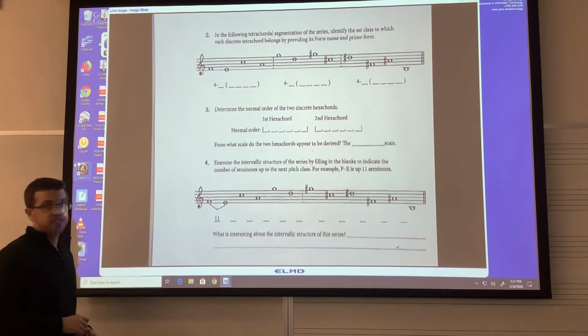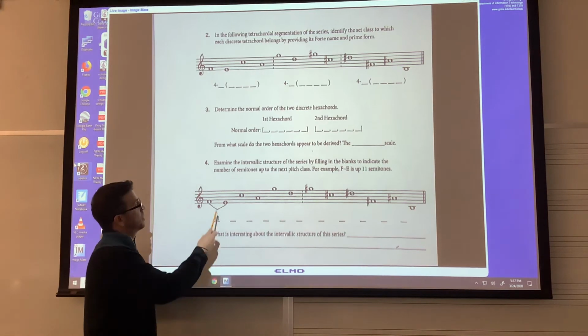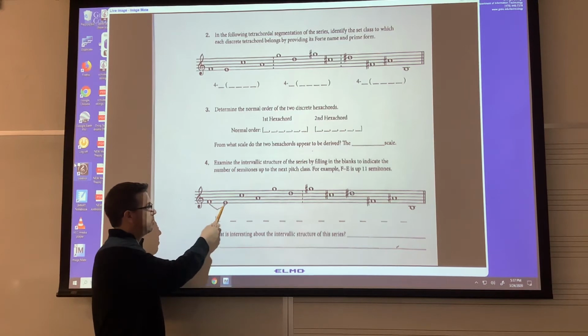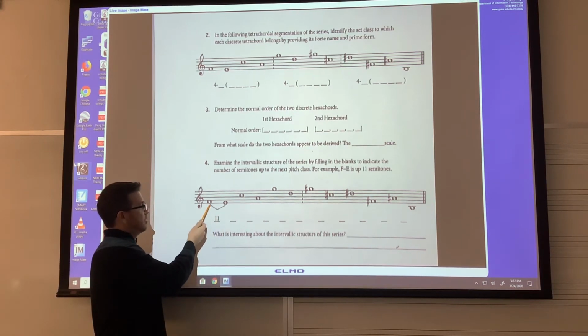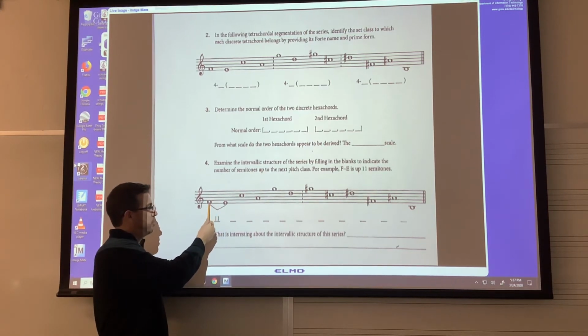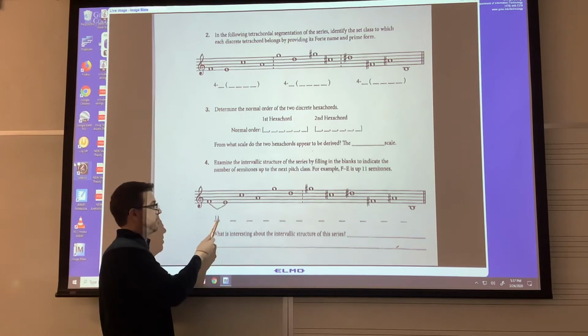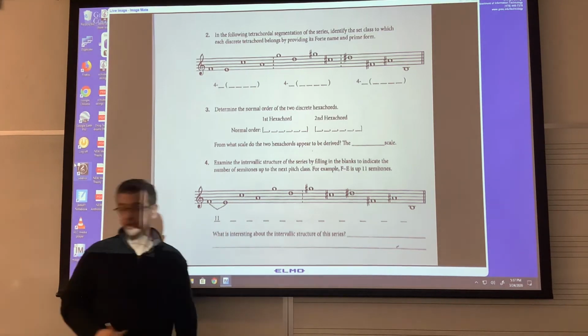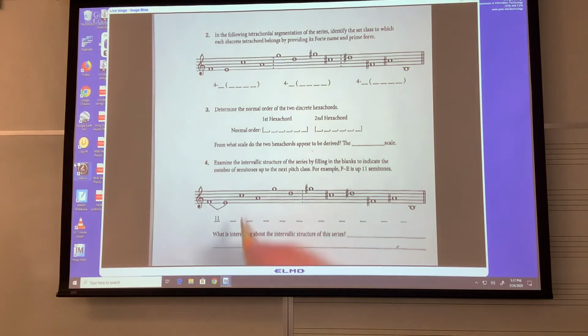Now, lastly, on this one, you are going to label every one of the semitones from one note to the next. So this one goes down by a half step, and down a half step is the same as up a major 7th. So down 1 semitone is the same as going up 11 semitones, so we put an 11 there. This one goes up a minor 6th, which is 8 semitones. So this one would get an 8.